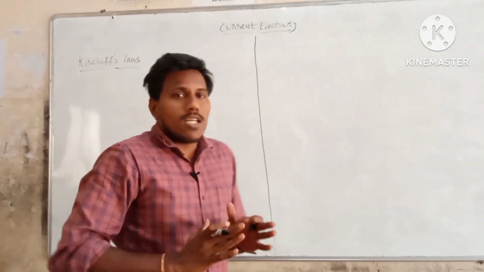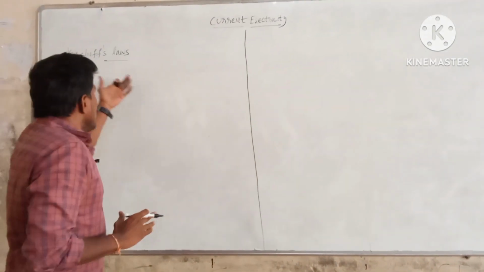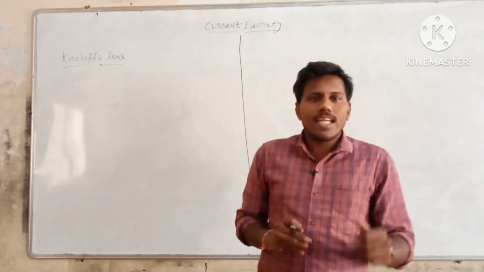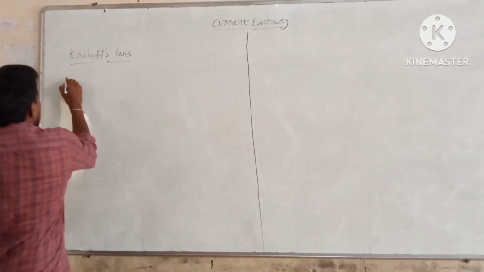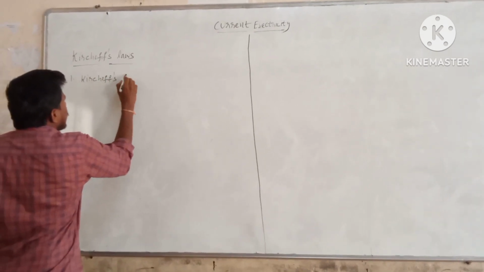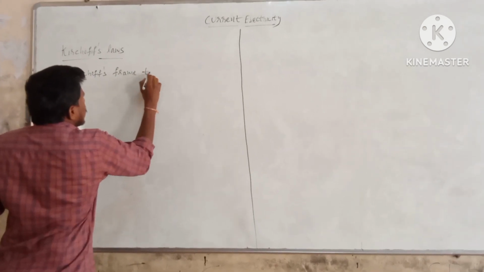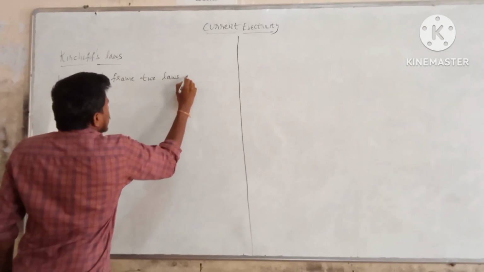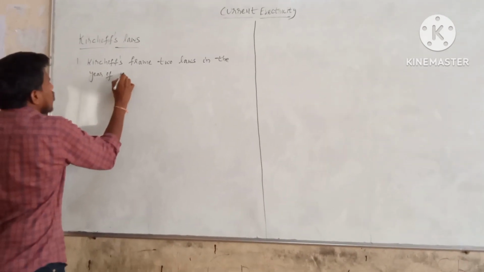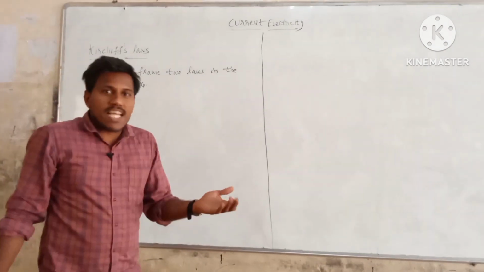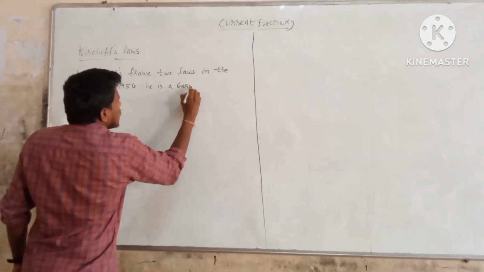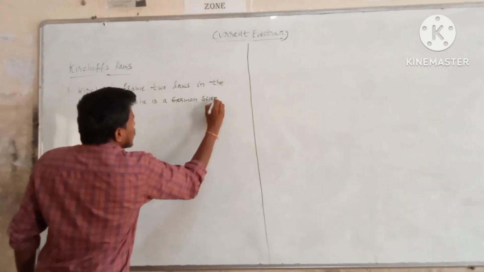Kirchoff is a scientist's name. Kirchoff formulated two laws in the year of 1954. He is a German scientist.